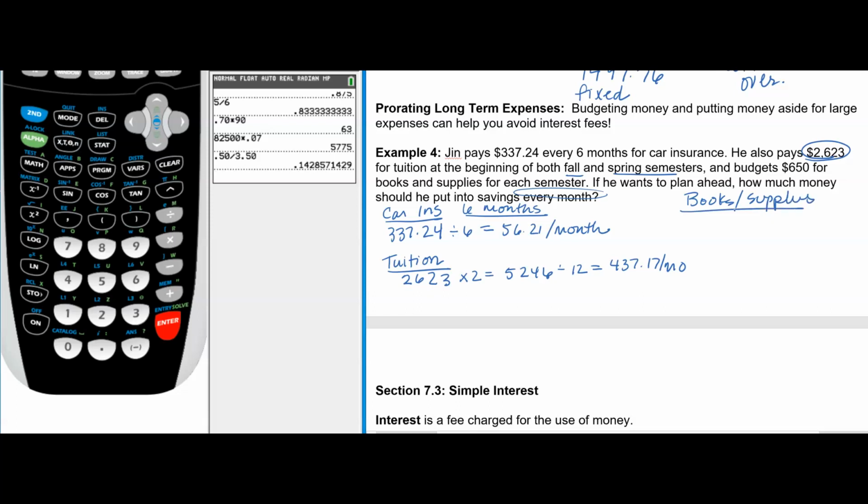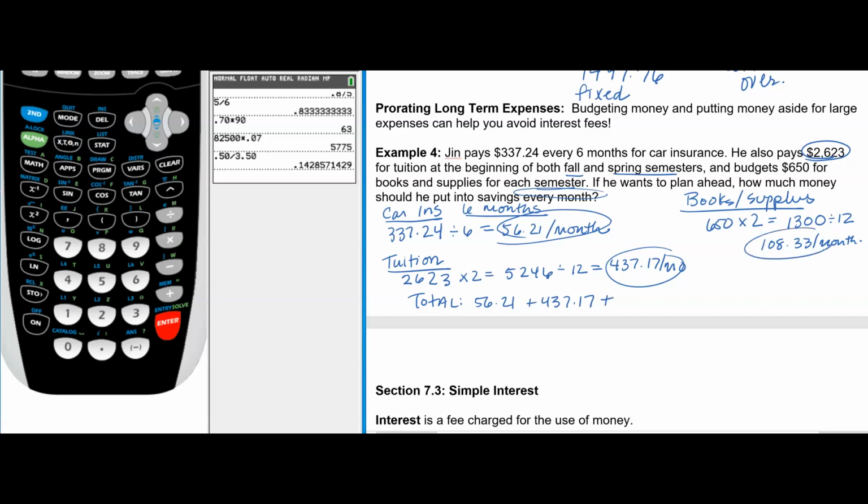And last, now I'm going to go to books and supplies. So it says here that he spends $650 for books and supplies each semester. So there's 2 semesters, so that's going to be $1,300. But I want to figure out how much he needs to spend per month on that, or save per month. So if you divide that number by 12, you get $108.33 per month. So now he can look at how much total should he be saving every single month. So I'm going to say total. I'm going to add the $56.21 from car insurance, the $437.17 for tuition, and then the $108.33 for books, and it looks like that's $601.71 per month.